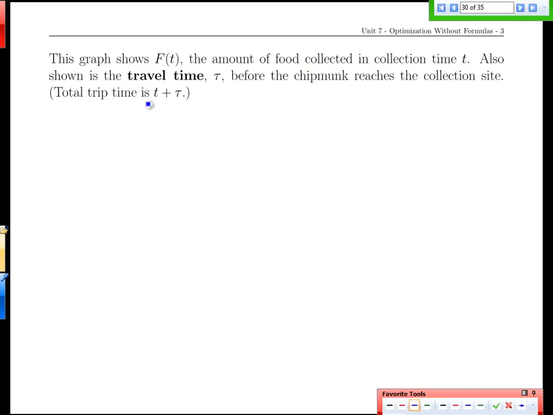Okay, let's see how we can break this down. This graph is capital F of t. It's the amount of food collected in time t. There's also a travel time. This is tau, for those who have not seen it before, the Greek letter tau. And we have a total trip time then of t plus tau.